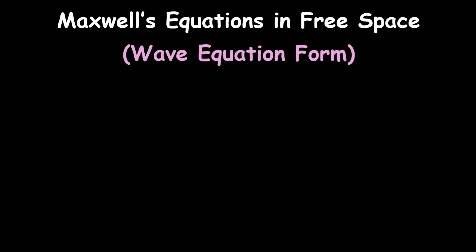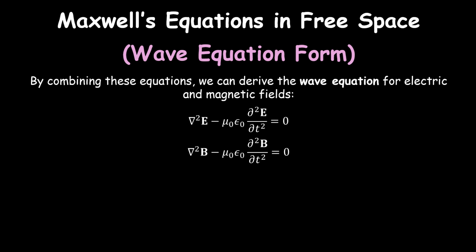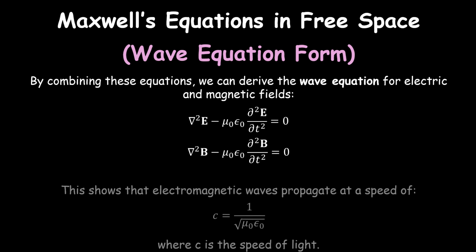So let's look into the Maxwell equations that would be going into the finite element implementation. This is the wave equation form. By combining the four different equations shown in the previous frame, Gauss's law for electricity and magnetism, Ampere's law, and Faraday's law of induction, we can derive the wave equation for electric and magnetic fields.